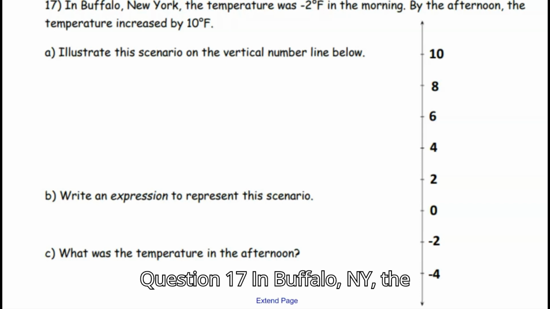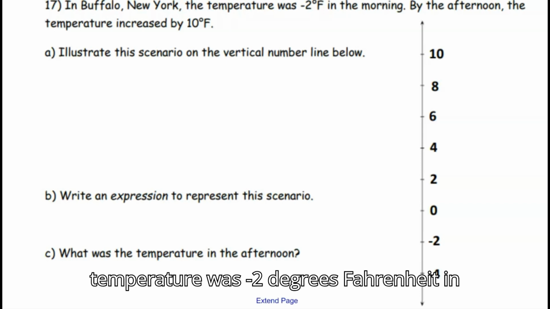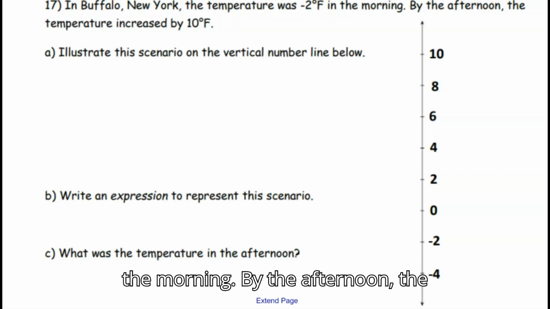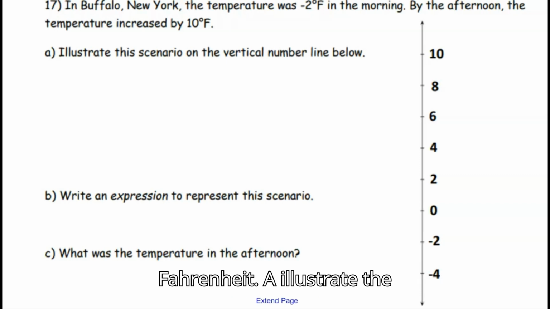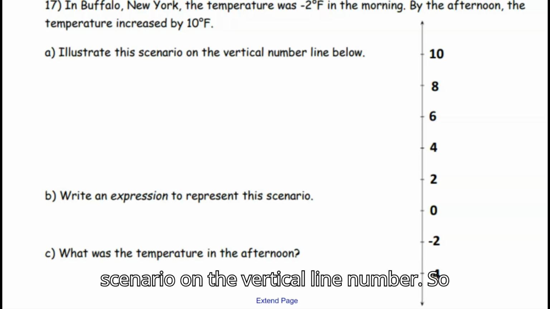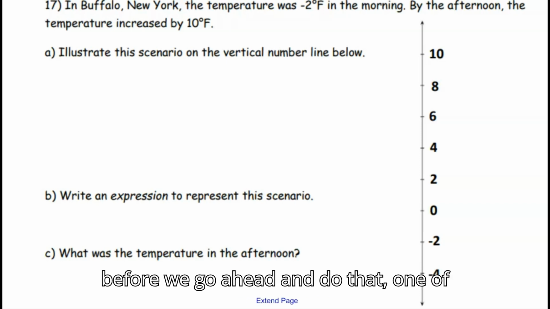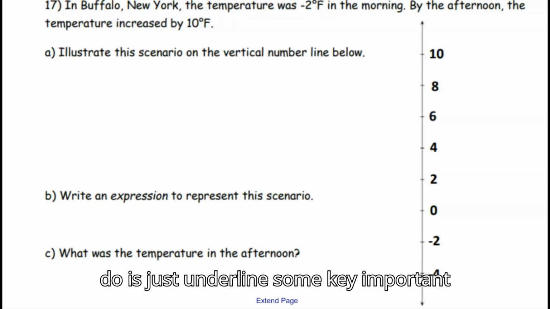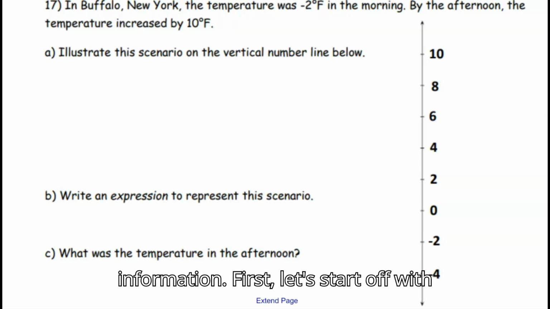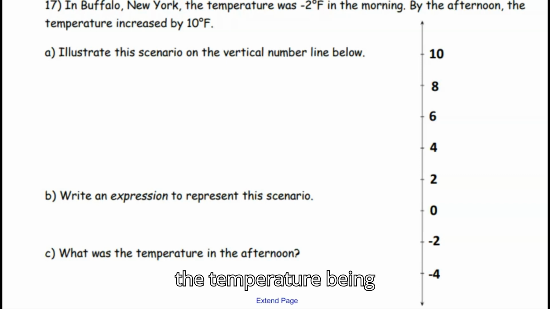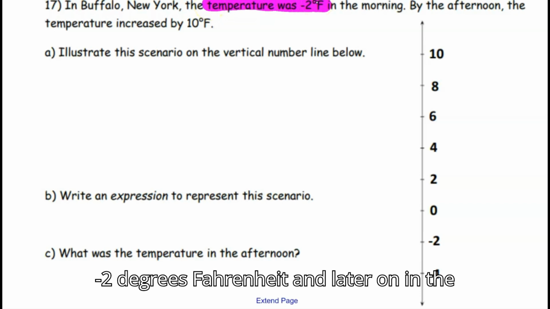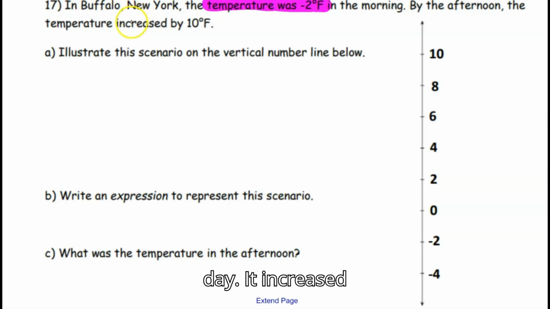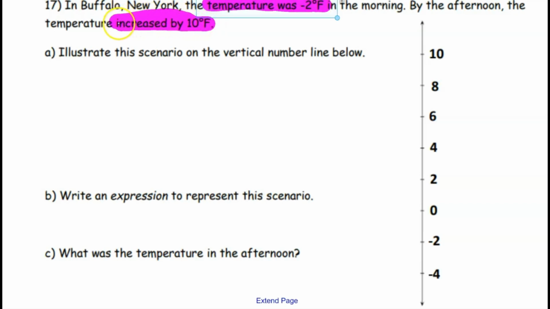Question 17. In Buffalo, New York, the temperature was negative 2 degrees Fahrenheit in the morning. By the afternoon, the temperature increased by 10 degrees Fahrenheit. A. Illustrate the scenario on the vertical number line. Before we do that, one of the first things I want to make sure we do is underline some key important information. First, the temperature being negative 2 degrees Fahrenheit. And later on in the day, it increased by 10 degrees Fahrenheit.